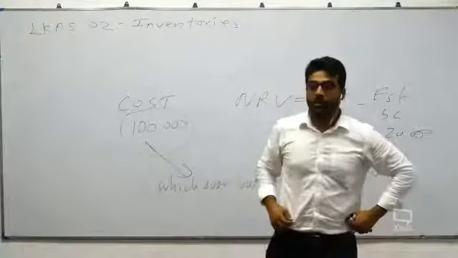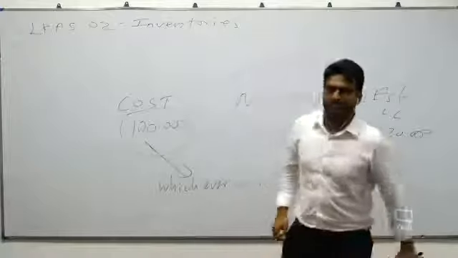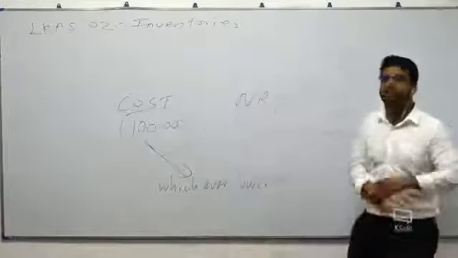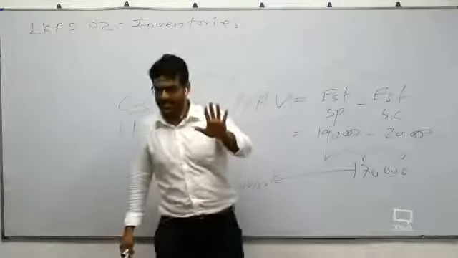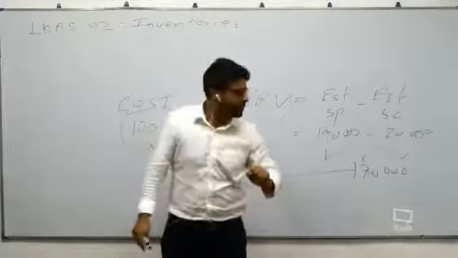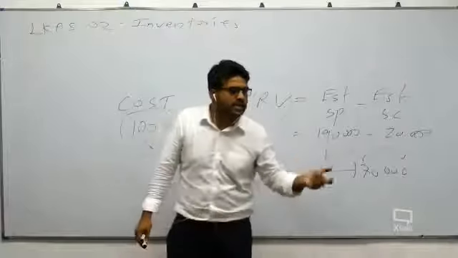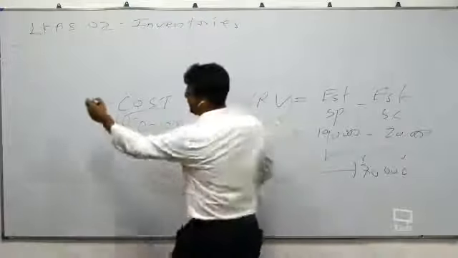Second point, double entry. 100,000 only I am going to record. What is the double entry for inventory? Inventory is an asset. Assets are debit or credit? You should know basic things. Assets are debit or credit? Debit. So write down the double entry.